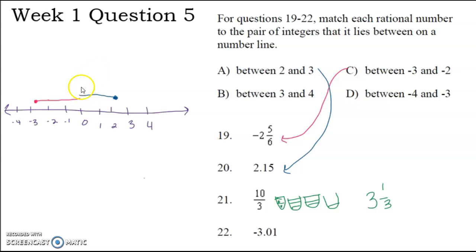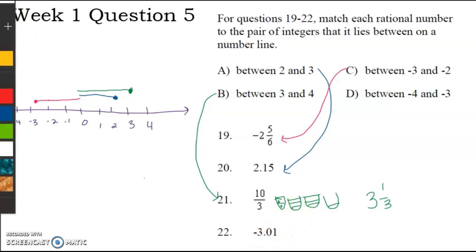So look, I'm going to start at 0, and it looks like I'm going to go to 3, and then it says 1/3 more. So right here. So that one looks like it lies between 3 and 4. Okay, so there we go. We haven't used B.